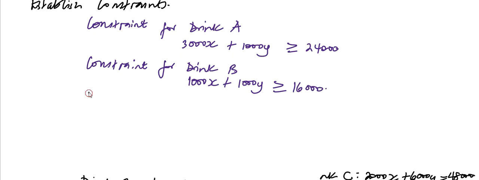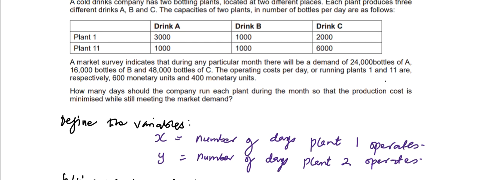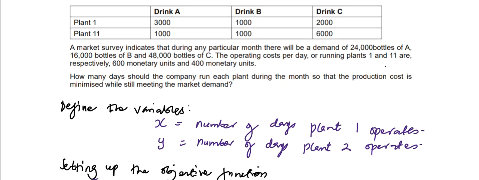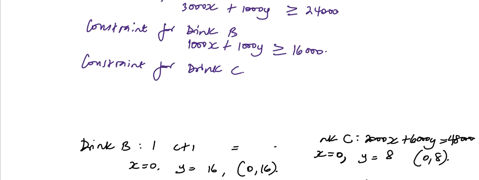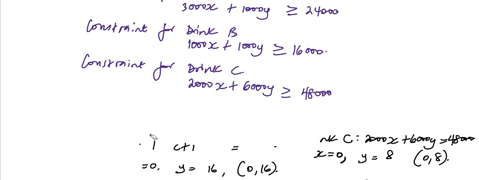Then we have the constraint for drink C. According to the available information, we see that plant 1 produces 2,000 bottles of drink C a day, and then plant 2 produces 6,000 bottles of drink C per day. Total demand for drink C is 48,000 bottles in a month. So for drink C, we have 2,000x plus 6,000y greater than or equal to 48,000. So those are the constraints which we have for drink A, drink B, and then drink C.